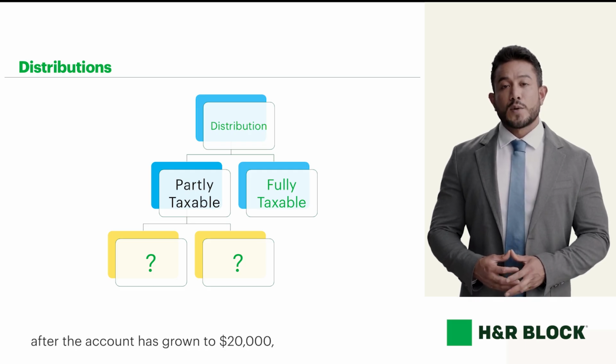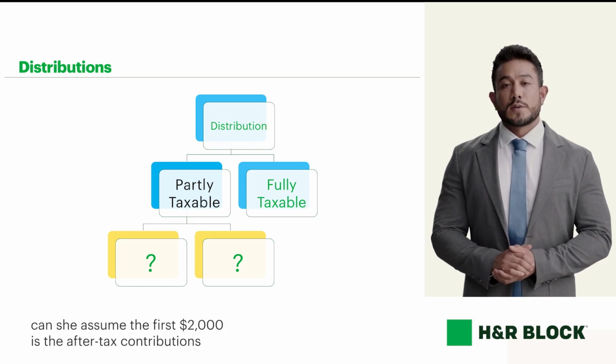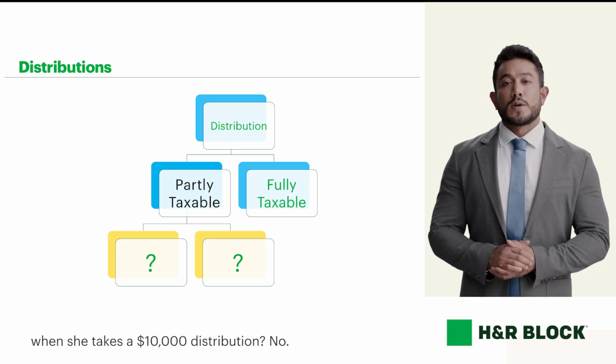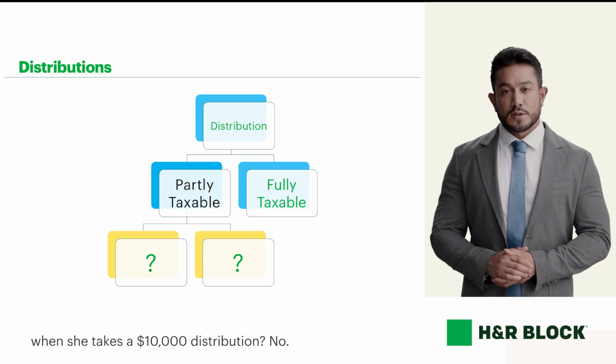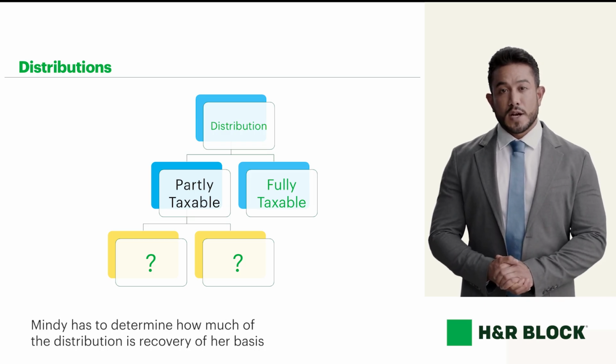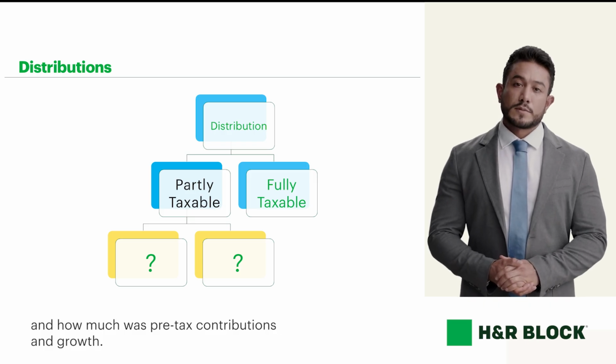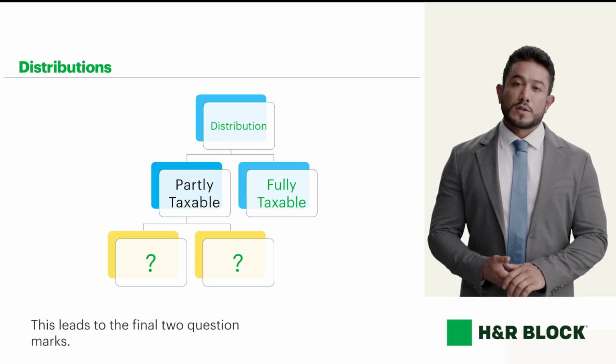After the account has grown to $20,000, can she assume the first $2,000 is the after-tax contributions when she takes a $10,000 distribution? No. Mindy has to determine how much of the distribution is recovery of her basis and how much was pre-tax contributions and growth. This leads to the final two question marks.